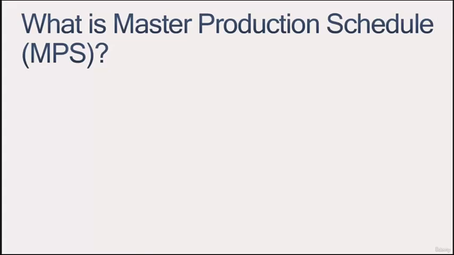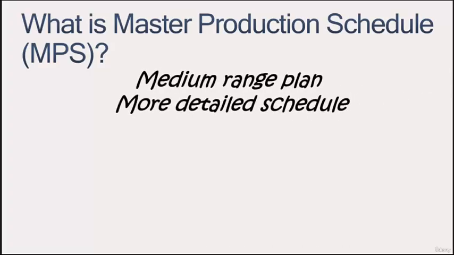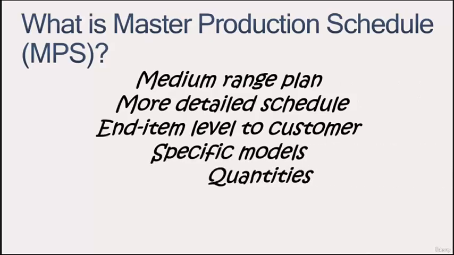In the previous section, we learned about creating a production plan that takes the overall quantity of a product and establishes a feasible rate of output over a planned horizon of 1 to 3 years. The next step is to take the production plan and create the master production schedule, also called the MPS.